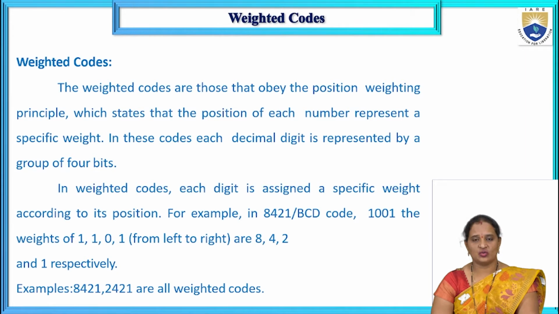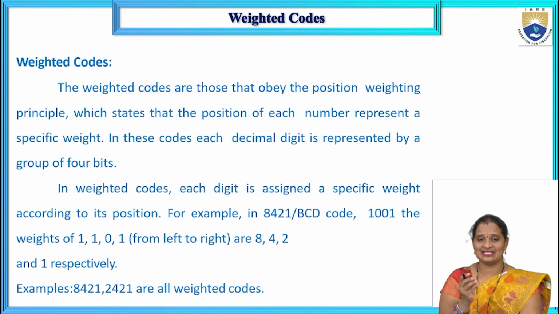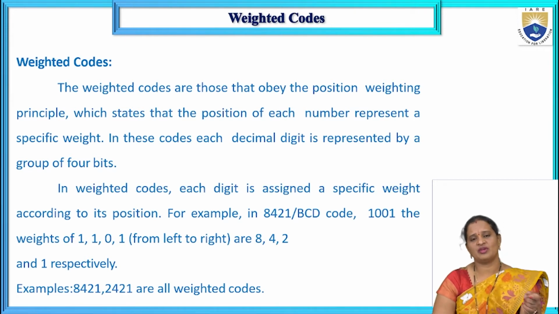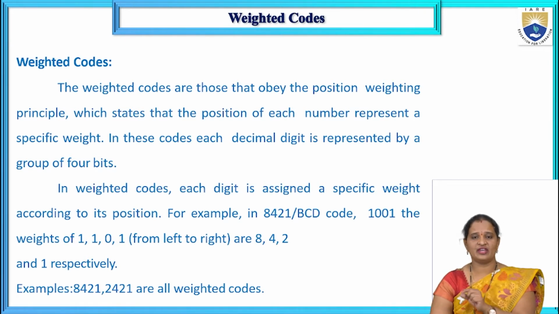The weighted codes are those that obey the positional weighing system, or positional weighing principle, which states that the position of each number represents a specific weight. That means each digit in a code will have its own specific weight. So that is the meaning of the positional weighing principle. Each and every digit represents a specific weight.